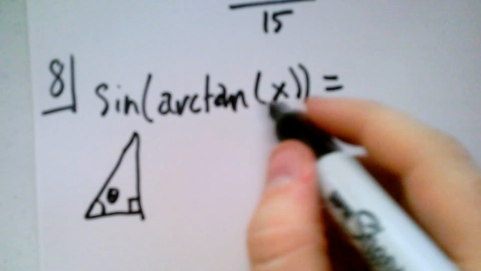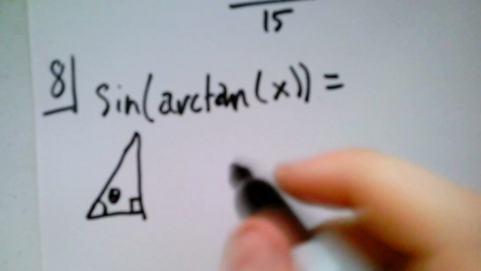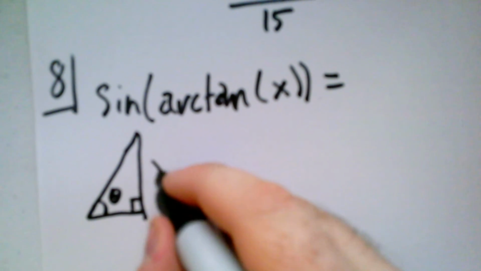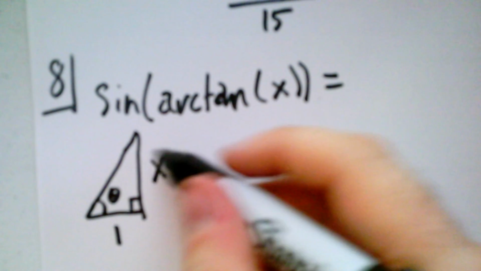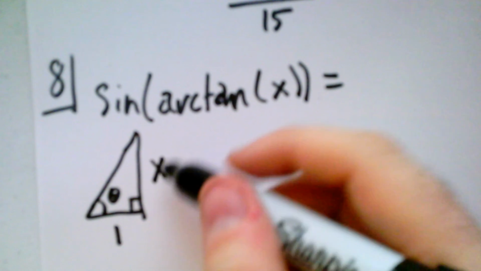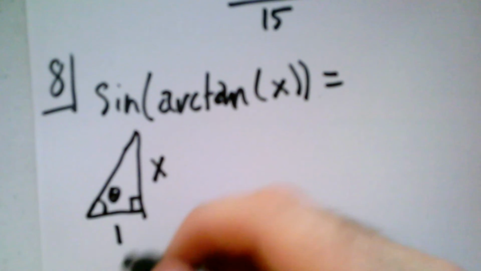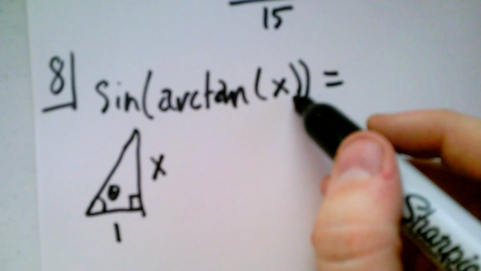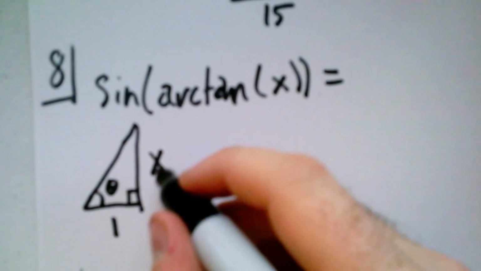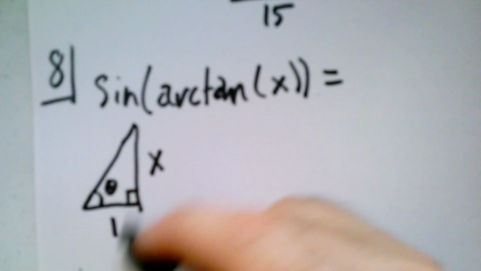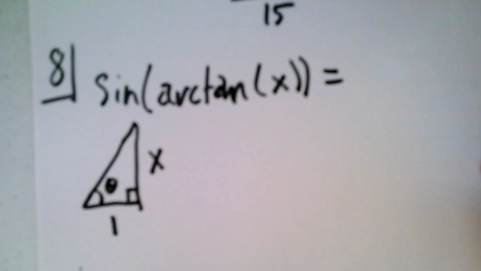Well, arctangent is related to tangent. Tangent is the opposite over the adjacent. So we could have picked anything we wanted to be this side, so long as when I divide this side by this side, I get x, because x is the argument of the arctangent. So I picked x and 1 because x divided by 1 equals x. And that was pretty easy.